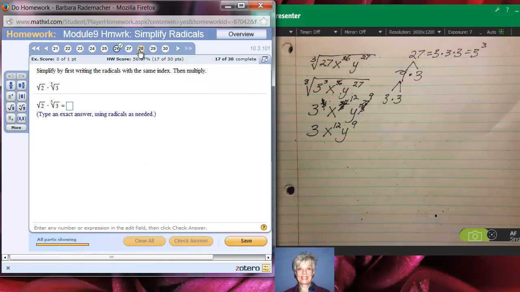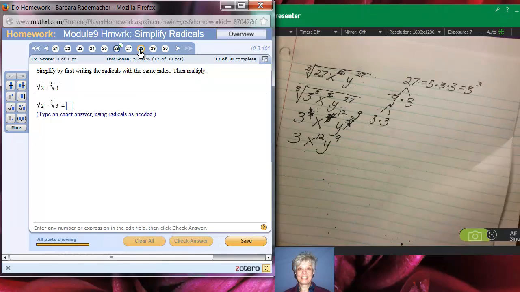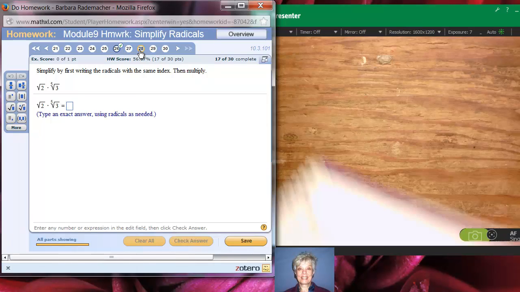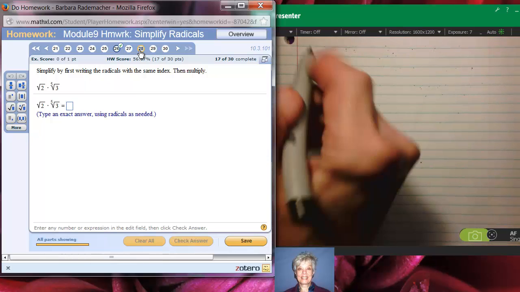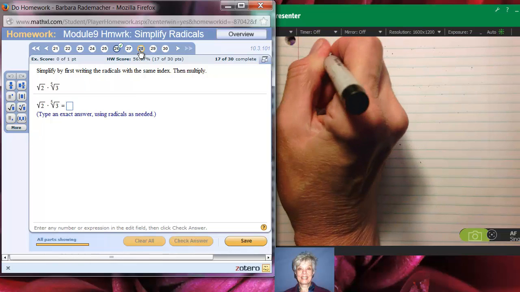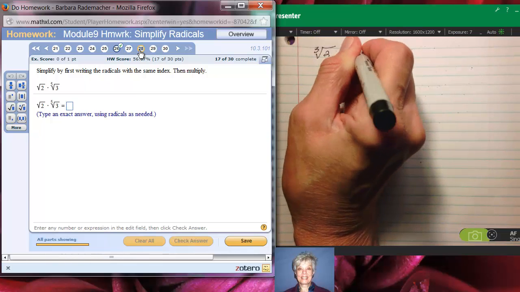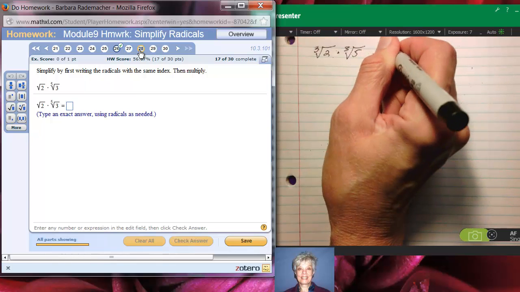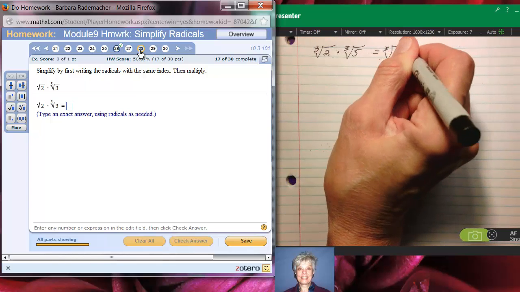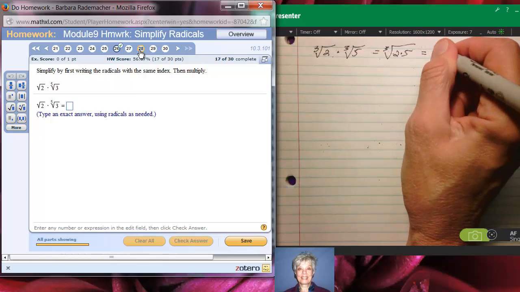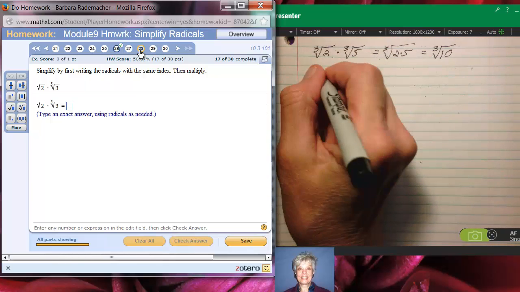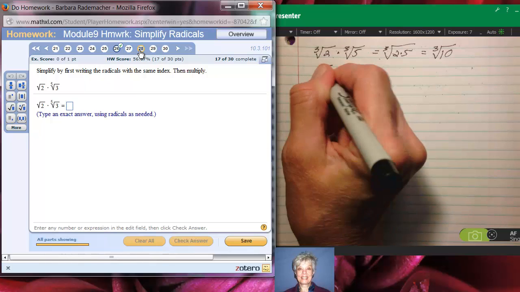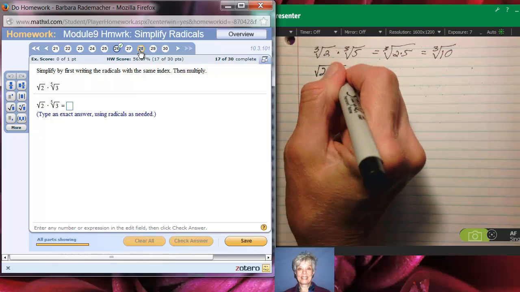All right, let's jump to 28, because this is a new topic. I think I will change sheets of paper here, because it's a new topic. Before, we could say the cube root of 2 times the cube root of 5, and because they're both cube roots, we could just combine them, 2 times 5, and that would be the cube root of 10. But look at this problem right here. You've got the square root of 2 times the 5th root of 3.